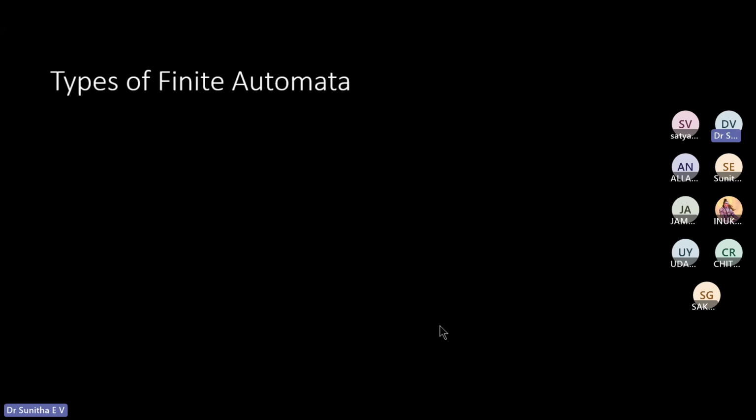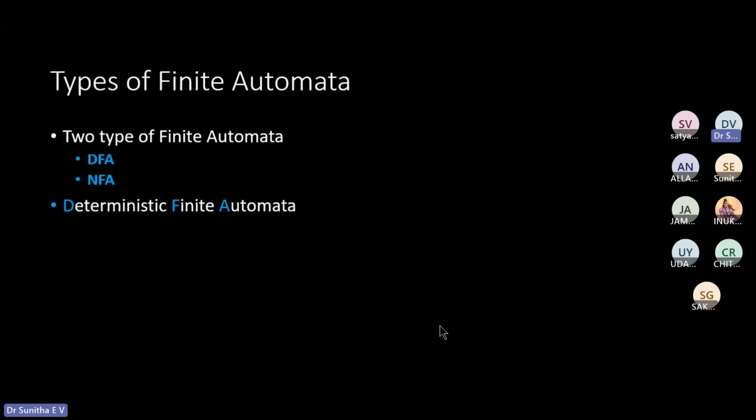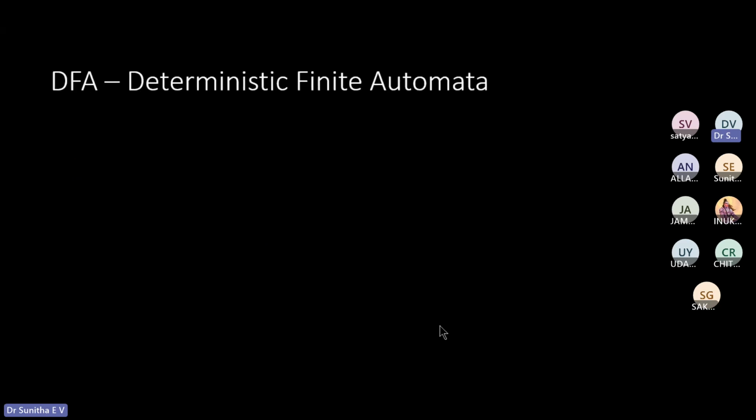Okay, then different types of finite automata. There are two types of finite automata, DFA and NFA. DFA is deterministic finite automata. NFA is non-deterministic finite automata. We will see what is DFA and NFA.